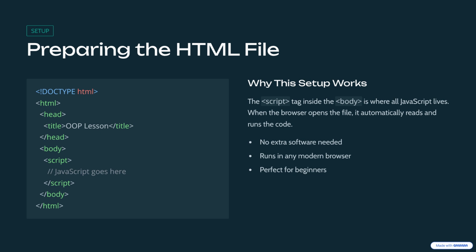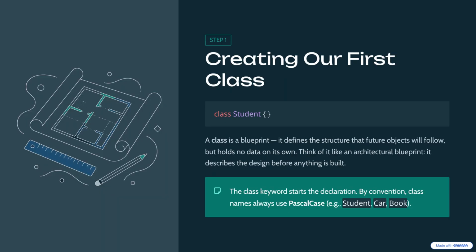When the HTML file is opened in a web browser, the browser reads the JavaScript code inside the script tag and executes it automatically. This setup is lightweight, requires no additional software, and is an excellent environment for beginners learning JavaScript. The first step in object-oriented programming is creating a class.